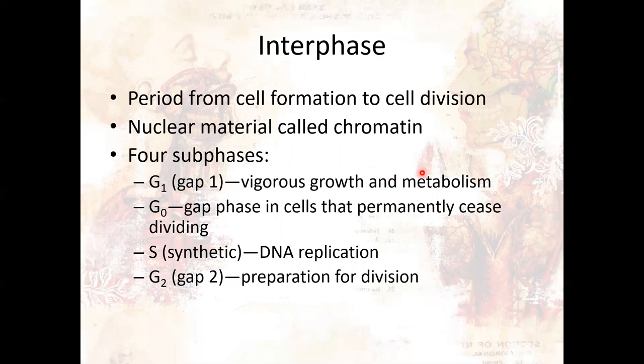Gap one is this growth phase. The S phase is when it makes a copy of DNA, and gap two is when it gets ready to divide. Some cells don't have all those. Some cells are in this gap zero phase. The gap zero phase, that happens in cells that will never divide. They don't undergo mitosis. They're amitotic.